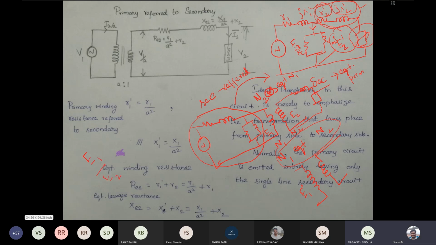Okay, we wanted to make E2 equivalent to E1. So E1 divided by A is equal to E2 dash. So this is not E2 dash, this is E2. So E1 divided by A is nothing but E1 dash. So now this E1 dash is equivalent to E2. Now we got this voltage.